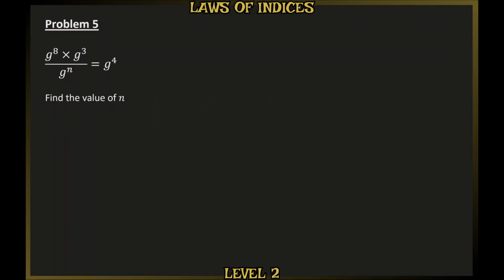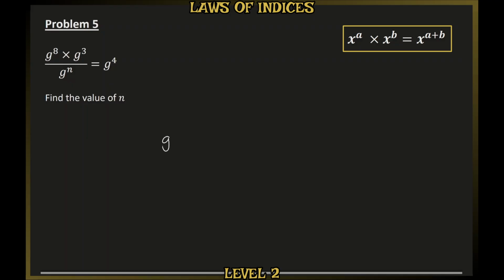In problem 5, we're told that g to the power of 8 multiplied by g to the power of 3, all divided by g to the power of n, is equal to g to the power of 4. And we need to find the value of n. Looking at the left-hand side of the equation and at the numerator, we can see that we're multiplying indices together. So to do this, we're going to use this law, which tells us that we need to add the powers when we multiply indices together. So g to the power of 8 multiplied by g to the power of 3 becomes g to the power of 8 plus 3. Our denominator is still g to the power of n, and it's still equal to g to the power of 4.